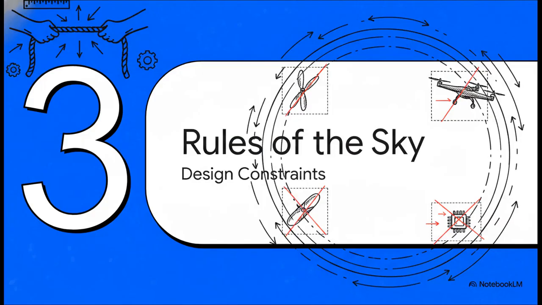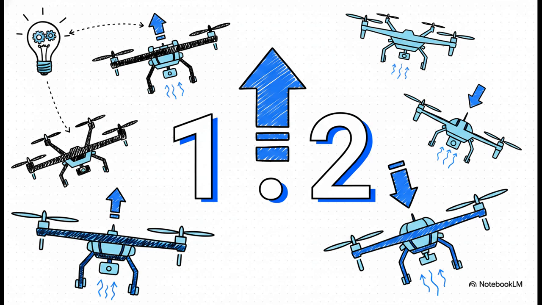Which brings us to part 3, the rules of the sky and establishing design constraints. Because even AI has to play by the rules. For example, every single VTOL design must hit a thrust-to-weight ratio greater than 1.2 just to maintain a stable hover. The AI could invent a beautifully efficient drone that prints in 10 minutes, but if that ratio comes in at 1.1, toss it. It wouldn't even be able to safely lift its own weight off the ground.